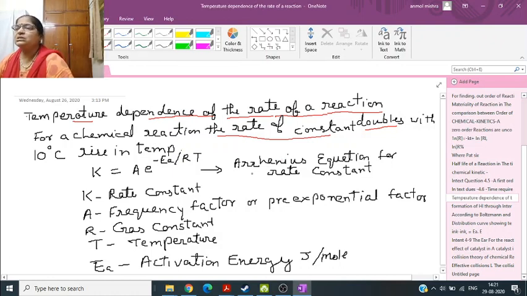Now this temperature dependence equation was given, that is K is equal to A e to the power minus EA by RT, and this is called as Arrhenius equation for rate constant, where K is rate constant, A is frequency factor, also called as pre-exponential factor, R is the gas constant, T is the temperature, and EA is the activation energy, which is measured in joules per mole.